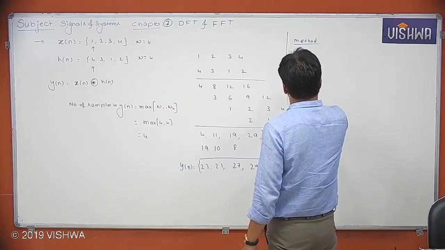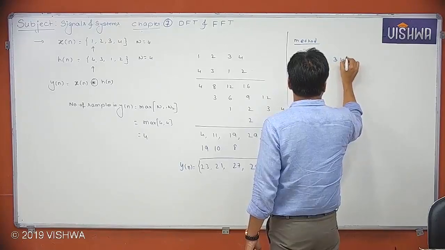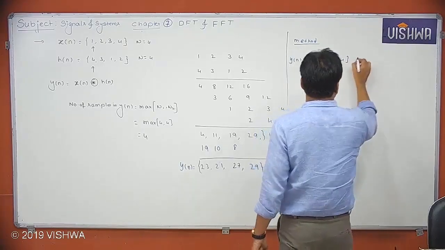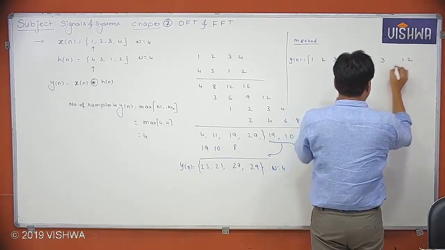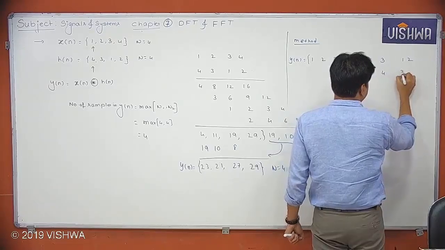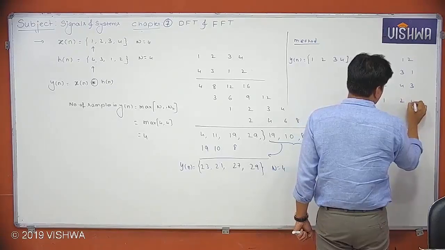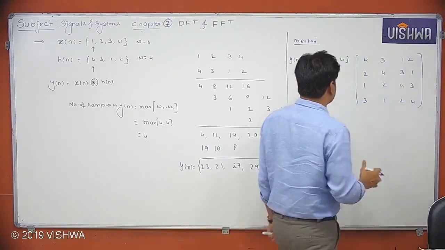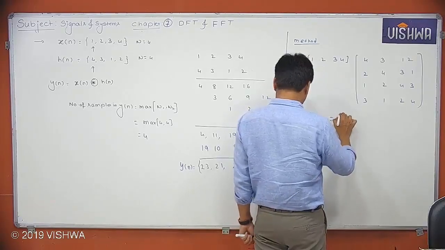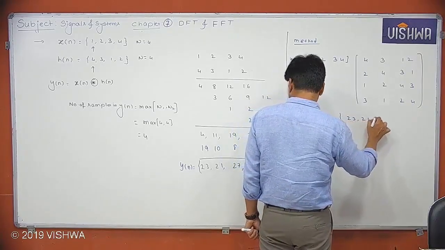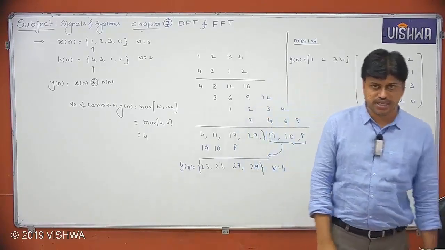That is, y of n is equal to the matrix multiplication. 1, 2, 3, 4 is the matrix, and we have a circular matrix. What is that? 4, 3, 2, 1; next 1, 4, 3, 2; 2, 1, 4, 3; 3, 2, 1, 4. So this is the circular matrix. If I multiply these two matrices, again we are going to get the same samples: 23, 21, 27, 29. Clear or not?